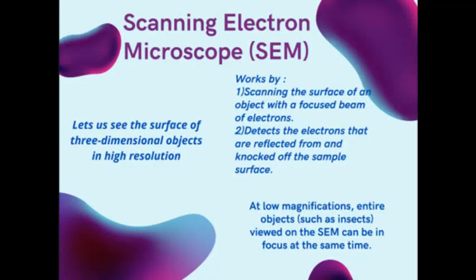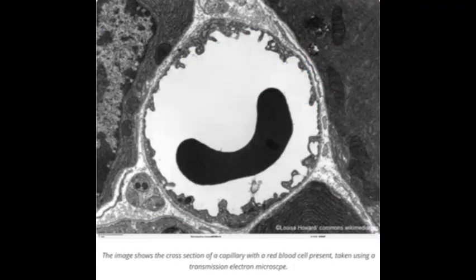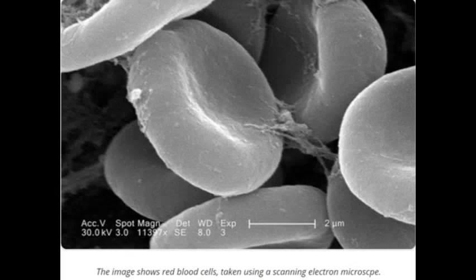The scanning electron microscope (SEM) lets us see the surface of three-dimensional objects in high resolution. It works by scanning the surface of an object with a focused beam of electrons and detecting electrons that are reflected from and knocked off the sample surface. Here you can see the differences between TEM, where you can look through the sample, and the image produced by SEM, where you can look at the whole surface of a sample.